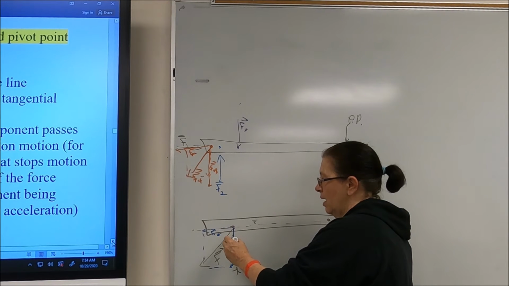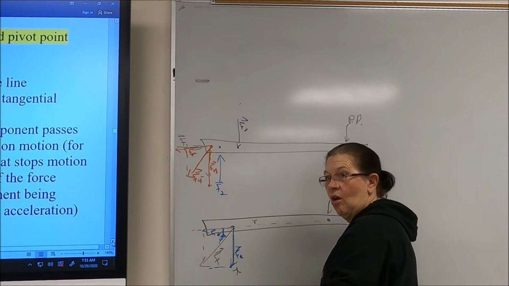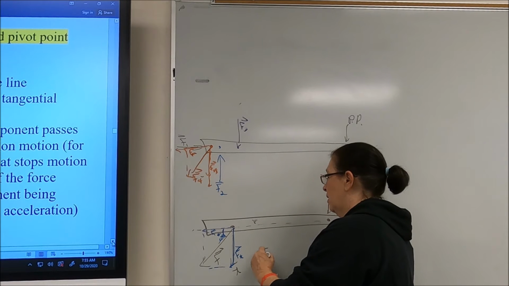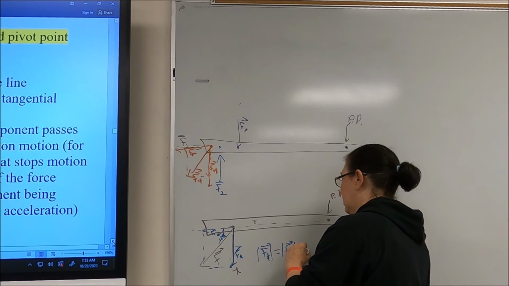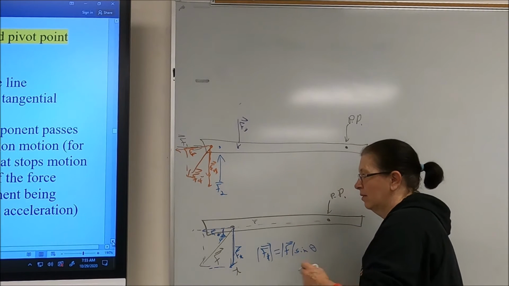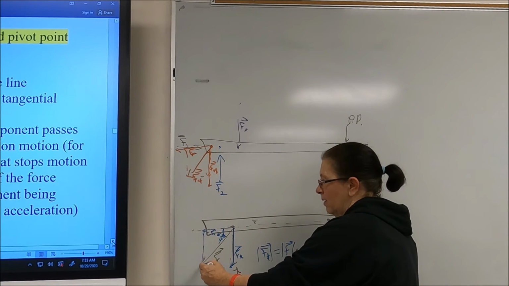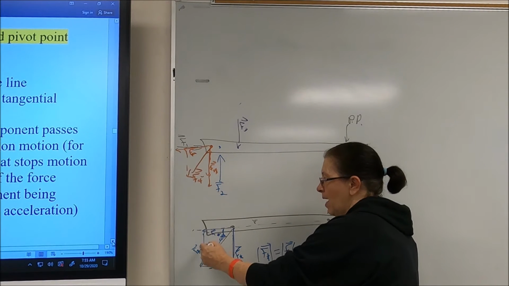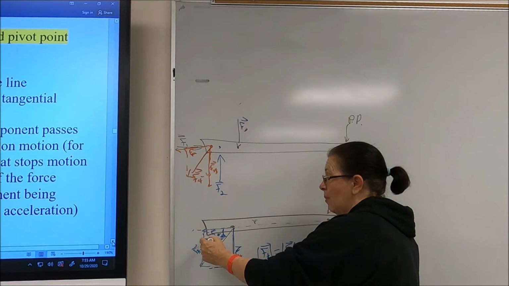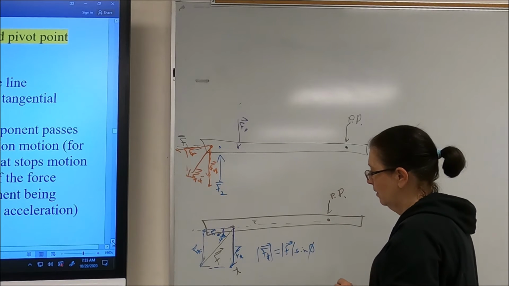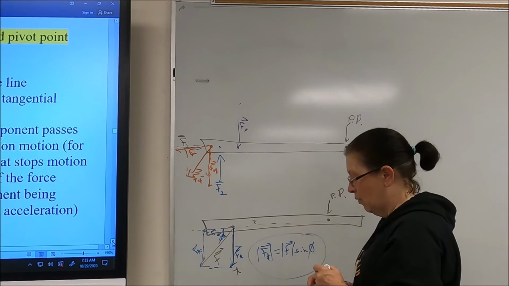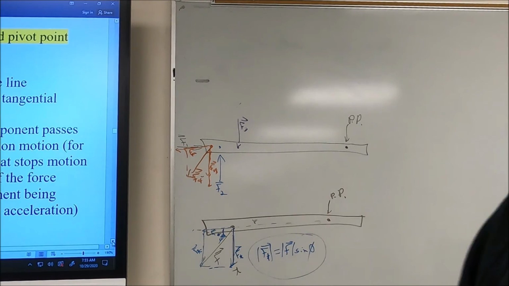Now, this angle is called phi. The magnitude of the force tangential is going to be the magnitude of the force times the sine of the angle phi. Because remember, we could also think about that as F sub t, and it's opposite the angle, so we're going to use the sine of phi. Only this portion of the force is going to cause rotation.